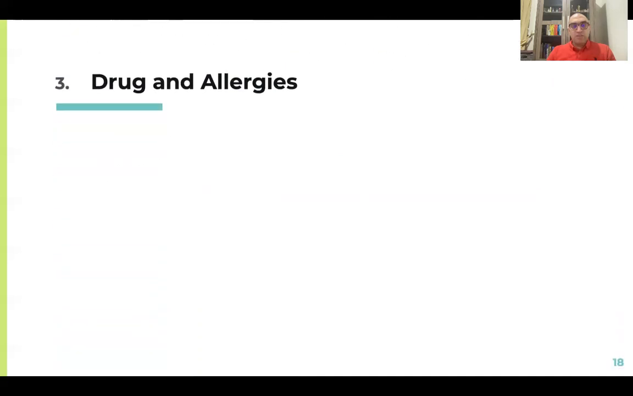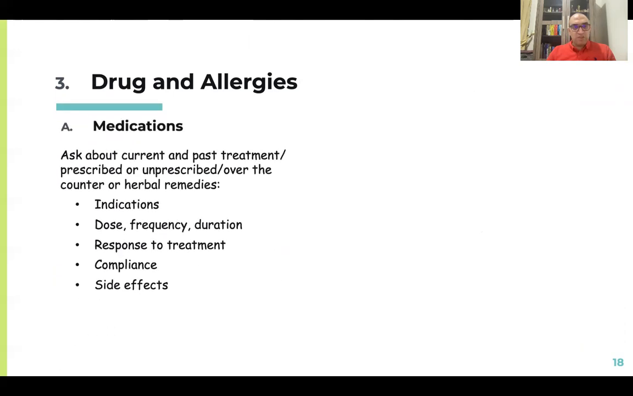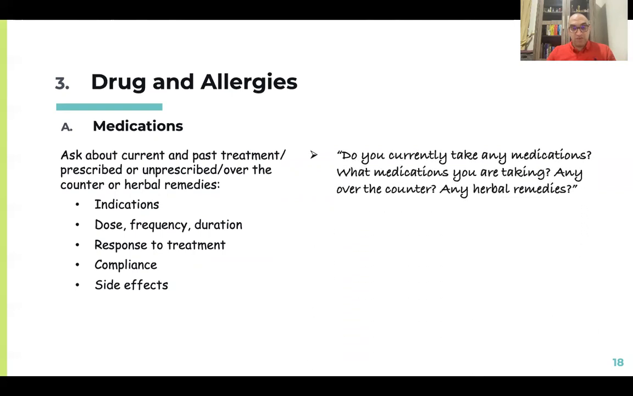Then medication or drug history and allergies. You have to ask about any medications, whether current medications or even past medications, and prescribed or unprescribed medications, any over-the-counter or herbal remedies. What are the indications, dose, frequency, and duration, whether there is response to treatment, compliance with medication, and side effects.